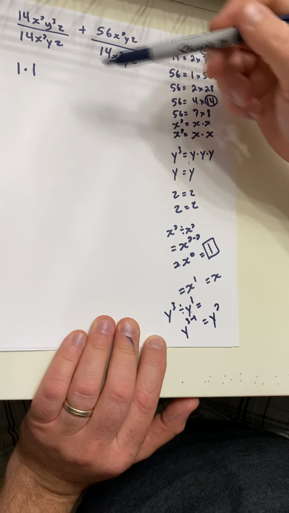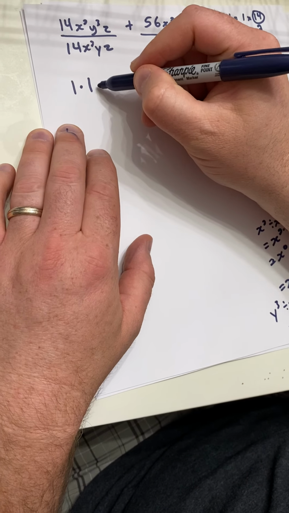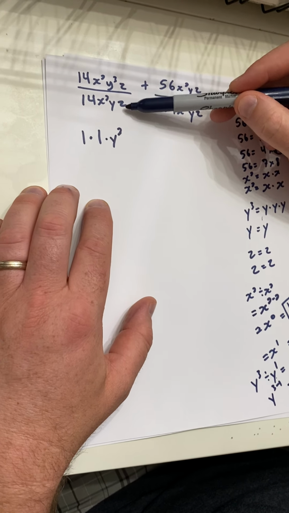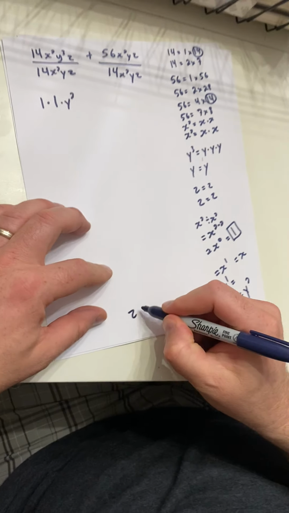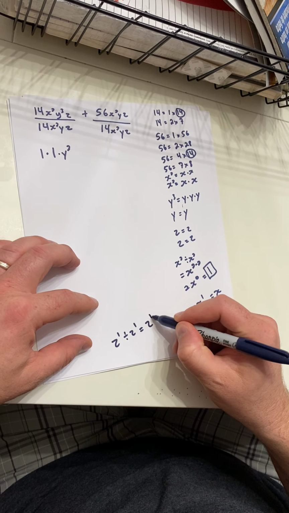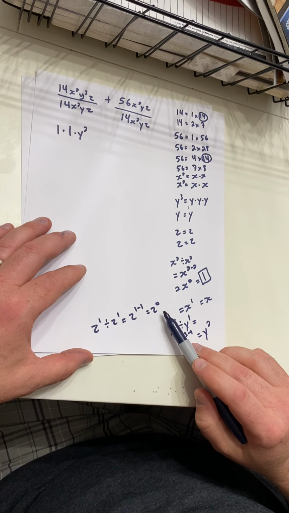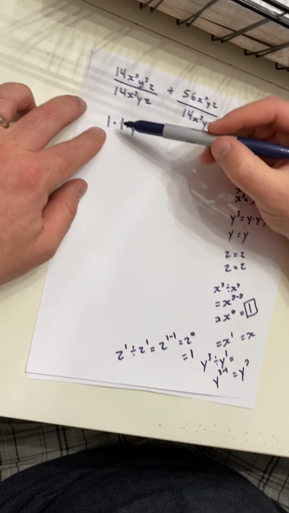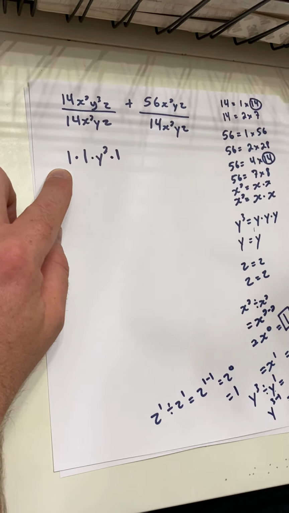So now it becomes y to the power of 3 divided by y is y squared. So that's times y squared. Z to the power of 1 divided by z to the power of 1 is the same as z to the power of 1 minus 1, which is z to the power of 0. As we said earlier, anything to the power of 0 is always 1. So that's times 1. So 1 times 1 is 1. 1 times y squared. What's 1 times y squared?